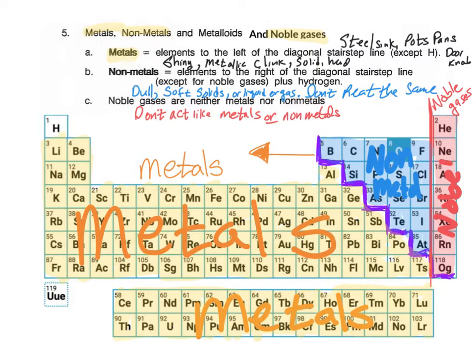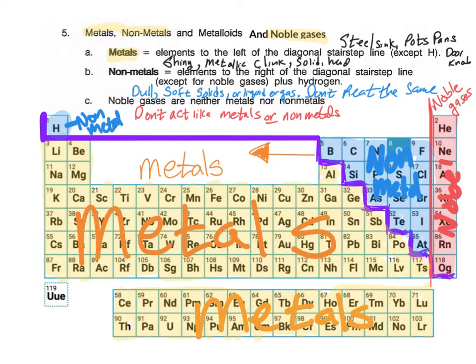So where does hydrogen belong? Well, if we continue up this stair-step line and go all the way across, we'll come to the other side of hydrogen. Hydrogen is considered a non-metal, even though it's in the column with the rest of the metals. Sometimes it does actually behave like a metal, but only under certain conditions. For the most part, we're going to consider it a non-metal. In this class, it's going to be considered a non-metal.